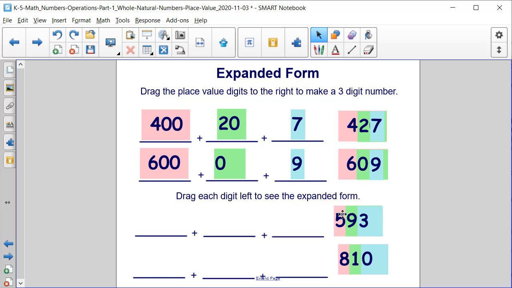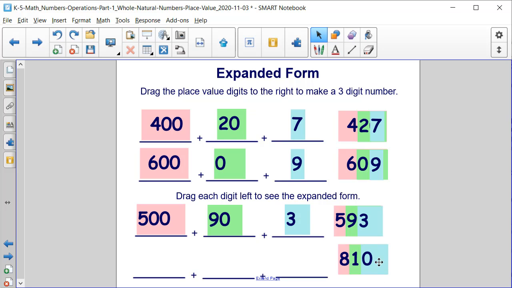And now let's try to do the opposite. Here we have numbers in standard form, 593, and I can rewrite that as the 500, which is what that first digit represents. The 5 is in the hundreds place, so it represents 500. The 9 is in the tens place, so it represents 90. So I can expand that out. And 3 is in the ones place, so that represents just 3. So 593 can be written as 500 plus 90 plus 3.